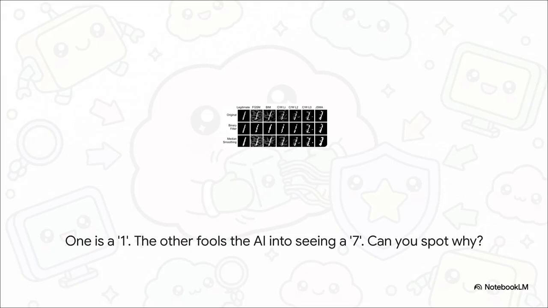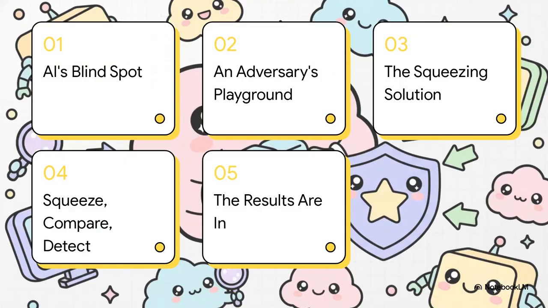So check this out. On the left, a normal AI sees that handwritten digit and correctly says, yep, that's a 1. But then it looks at the image on the right, and it's absolutely convinced that it's a 7. To our eyes, though, they look exactly the same. This is what's known as an adversarial example, and it's the core problem we're going to see a solution for today.